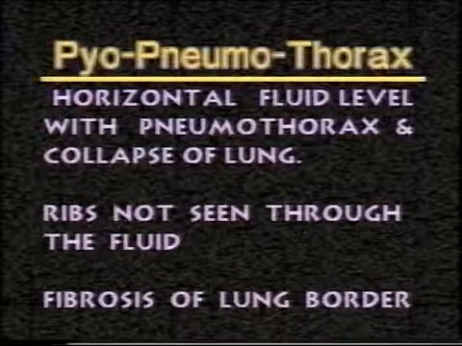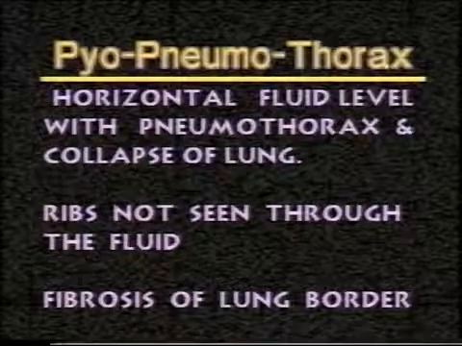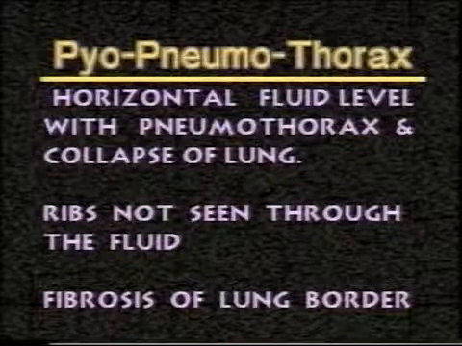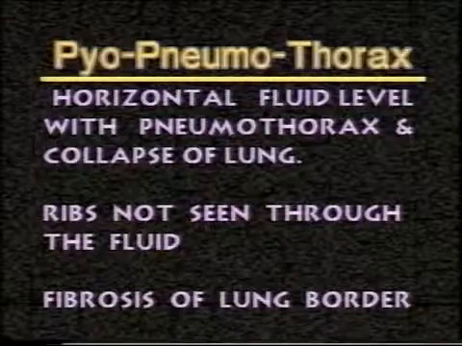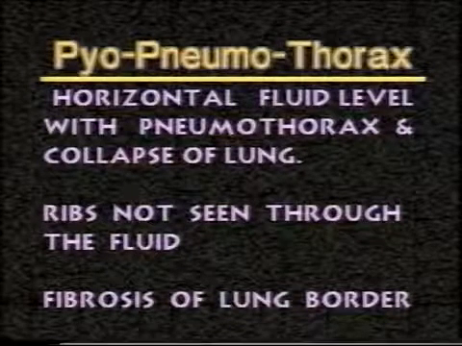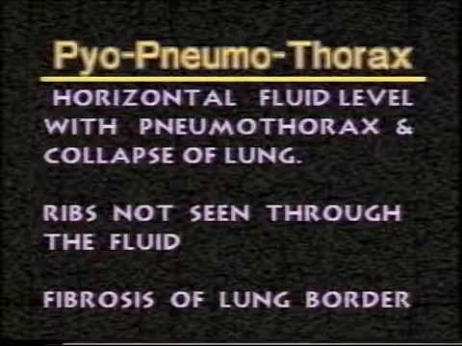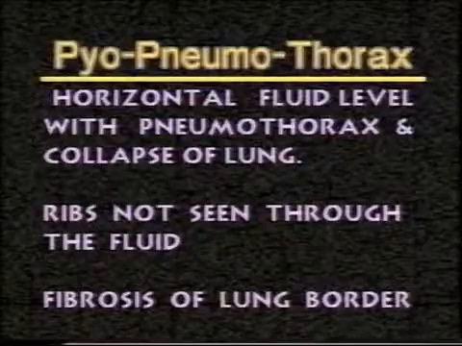Now, how to make out whether the fluid is pus or a simple serous fluid? It is not possible to distinguish it with certainty, but suspect a pyopneumothorax if the ribs cannot be seen through the fluid and if the lung border shows a lot of fibrosis. In the first X-ray that we saw, we can see the ribs through the fluid and the lung border is thin, so it is definitely a hydropneumothorax.